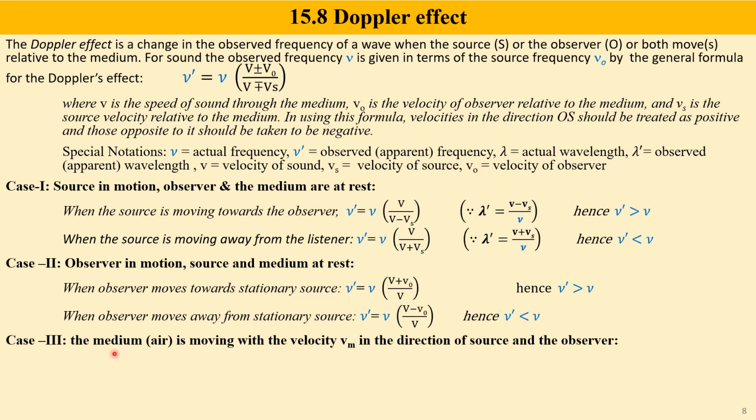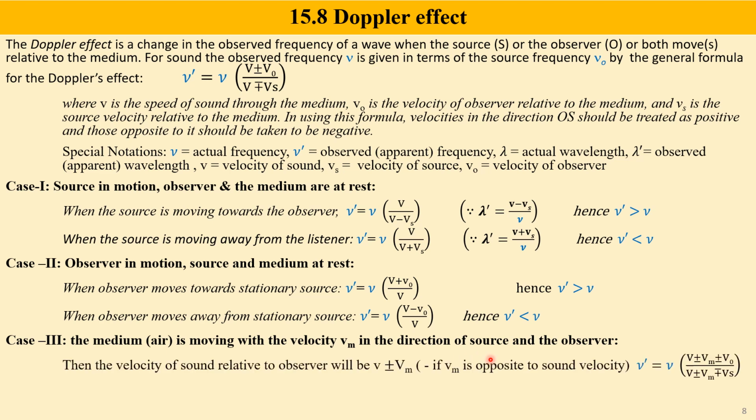Case 3. The medium or the air is moving with a velocity Vm. The medium has a velocity Vm in the direction of the source and the observer. Then the velocity of sound relative to the observer will be V plus or minus Vm. That is, minus Vm if it is opposite to the sound velocity.